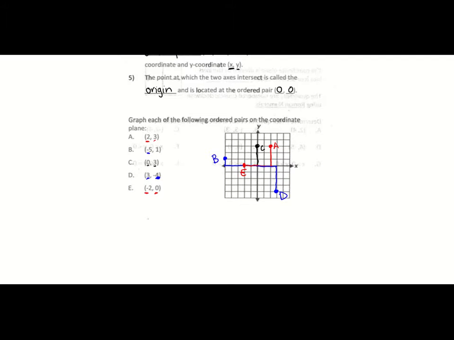So your final graph will look like this without all these lines on it. Those lines are just to help us graph our points, but you do not need to draw those lines. These are our final points right here, A, B, C, D, and E.